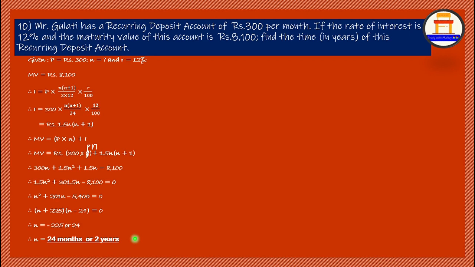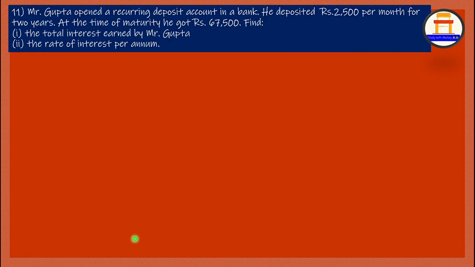Let's move ahead with the last question of this exercise. Exercise 2A, last question. Mr. Gupta opened a recurring deposit account in a bank. He deposited rupees 2,500 per month for 2 years. At the time of maturity, he got 67,500. Find the total interest earned by Mr. Gupta and the rate of interest per annum.